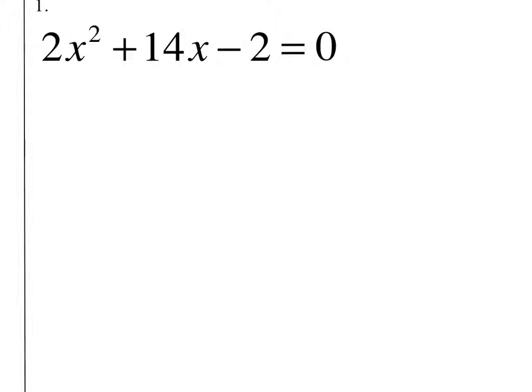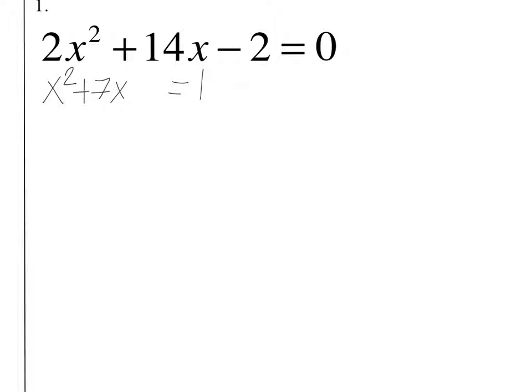Alright, first up we've got a problem: 2x squared plus 14x minus 2 is equal to 0. In order to complete the square, the first thing I might do is add 2 to both sides and then divide by 2. That leaves me with x squared plus 7x is equal to 1.